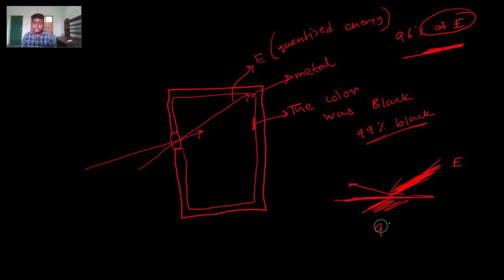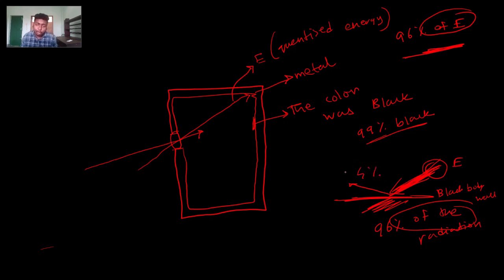This is the total energy which is falling on the black body wall, and this wall absorbs 96% of the radiation. Okay. And the rest, 4%, is only exiting. When this 4% falls on the second surface, it again absorbs 96% of this 4%, and at last nothing is left. This ray completely vanishes inside. It is completely absorbed by the walls of the black body.